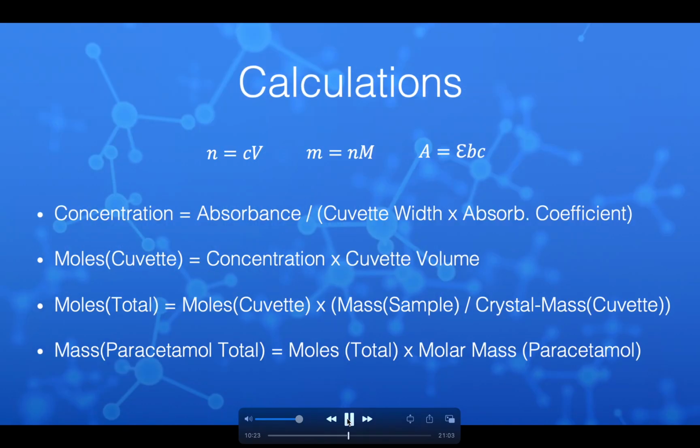This is how I back calculated the mass. I found the concentration using the absorbance value and Beer's law. I then found the number of moles in the cuvette, and using that I found the moles total of the paracetamol, and then I found the mass of the paracetamol. The three equations that I did use are here at the top.